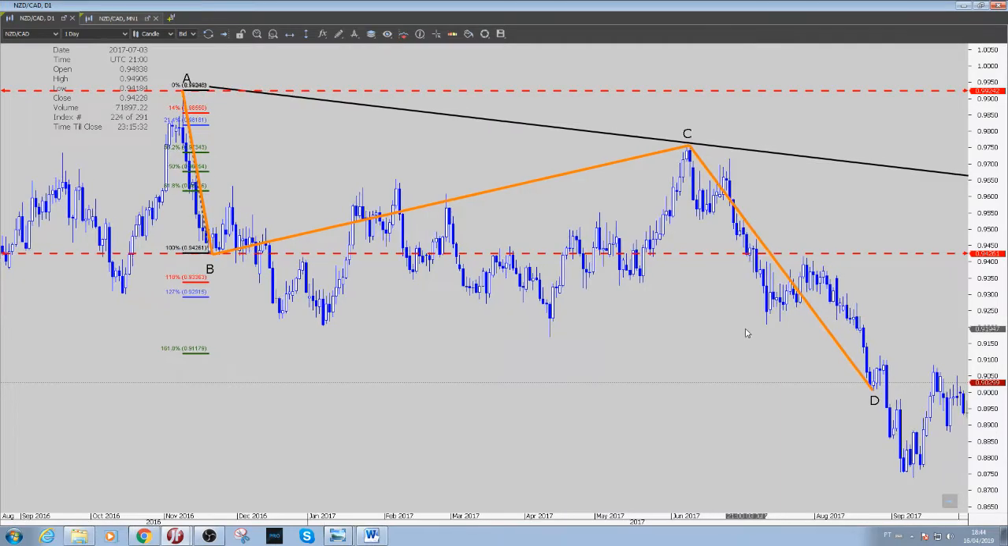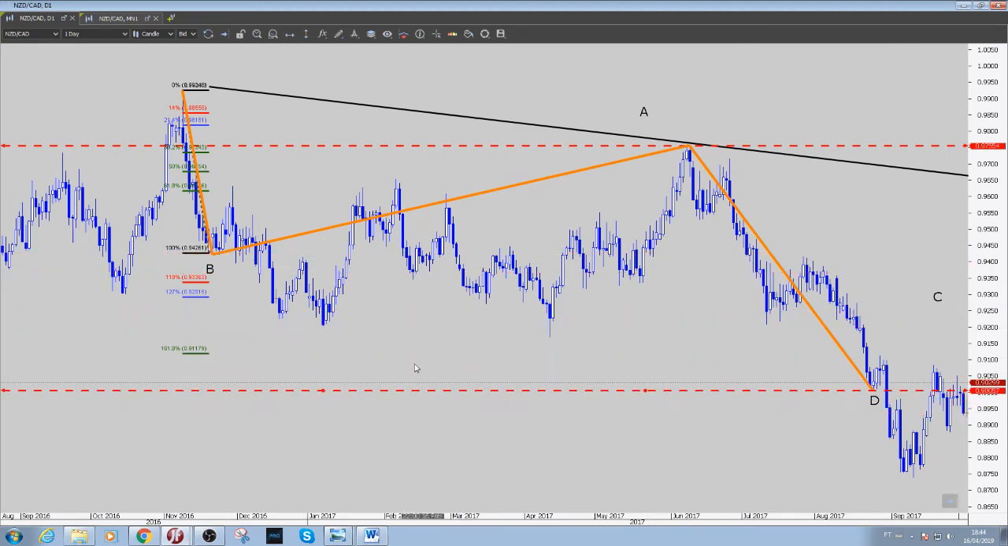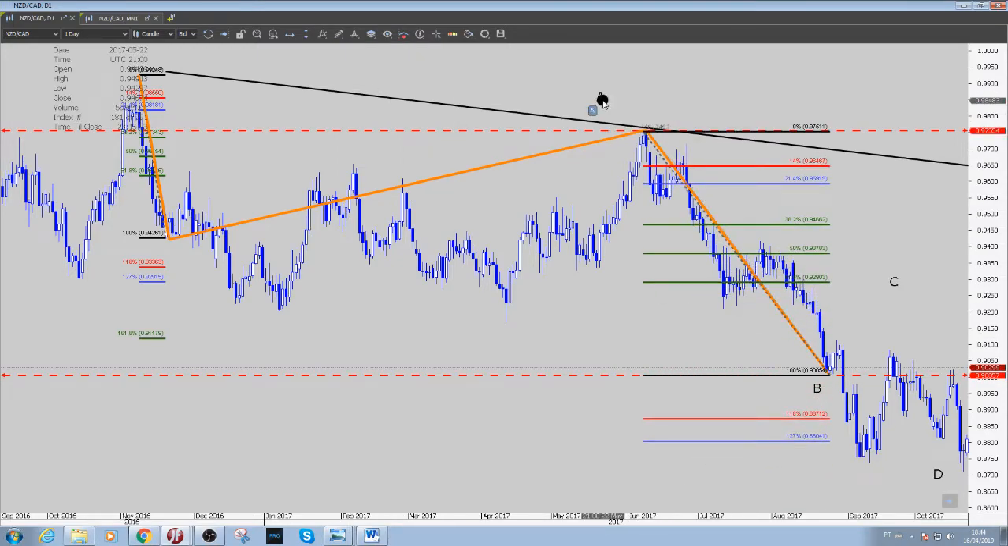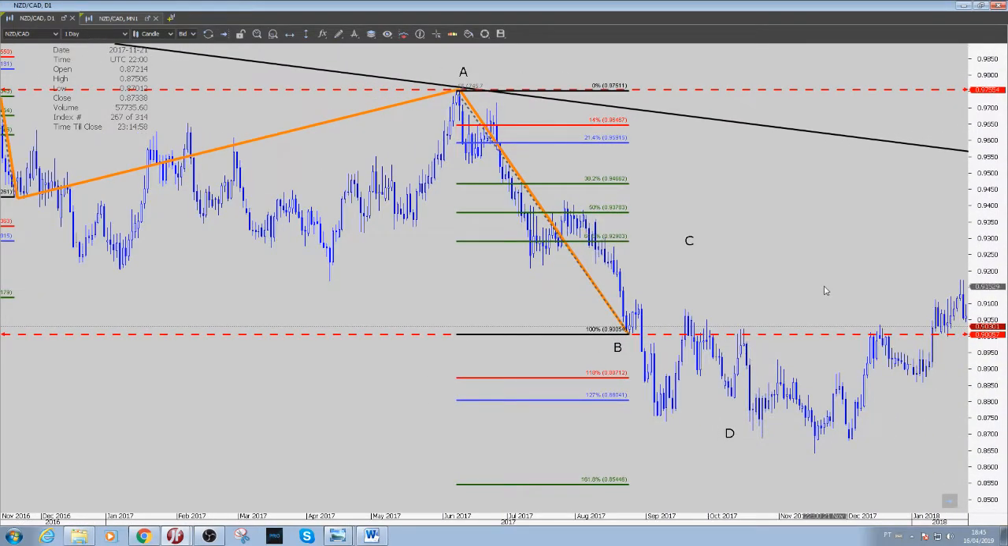So ABCD, A goes to C, nothing special. You've heard this countless times. A goes to C, and B goes to the D. This is the B, this is the D, and D should be down here. So we're going to plot again A, B, C, D, let's see what's happening.